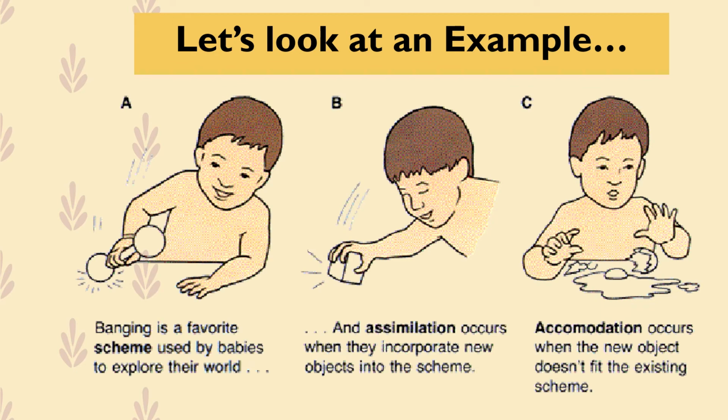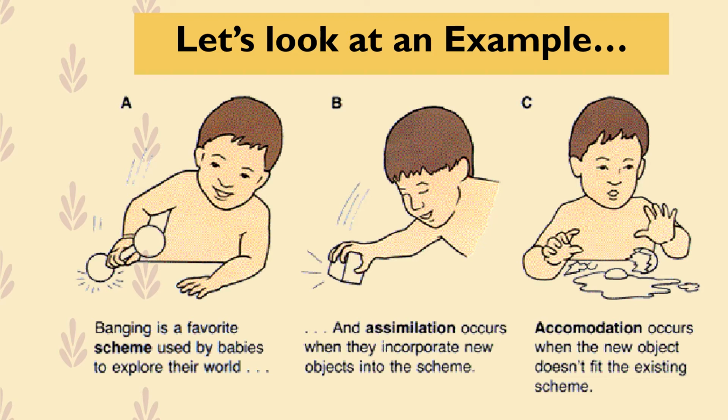So just looking at another visual example that links schema, assimilation, and accommodation, because I really want you guys to be able to differentiate and distinguish between them. So let's say there's a little boy, he's playing with his little toy or rattle or whatever it is.